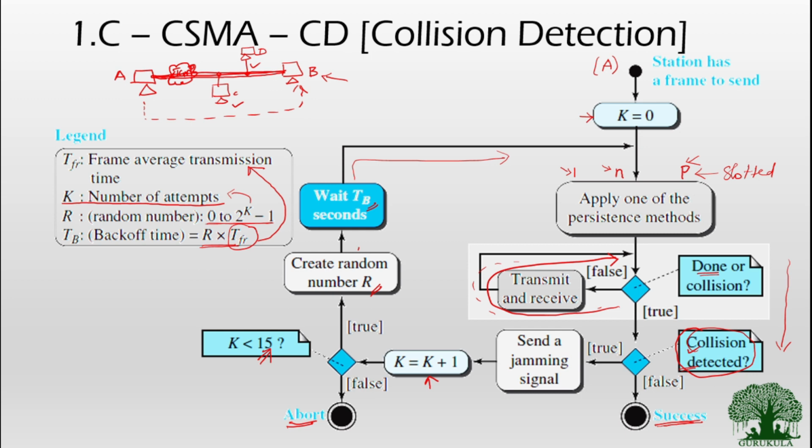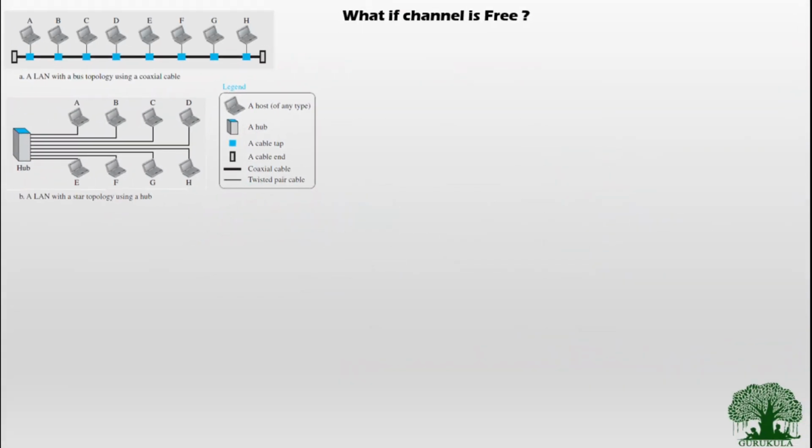Now we will try to understand this flowchart from a theoretical perspective. Let us understand it in 3 cases: what if the channel is free, what if the channel is busy, and how long the channel has to be sensed by the transmitting station. All these 3 questions have to be cleared before winding up the video. So we will see what if the channel is free. It's very simple.